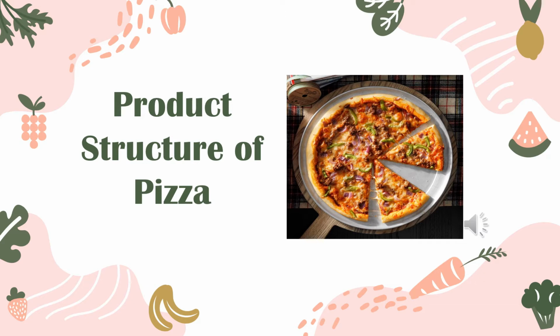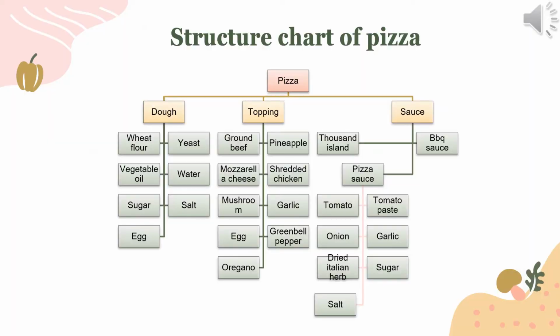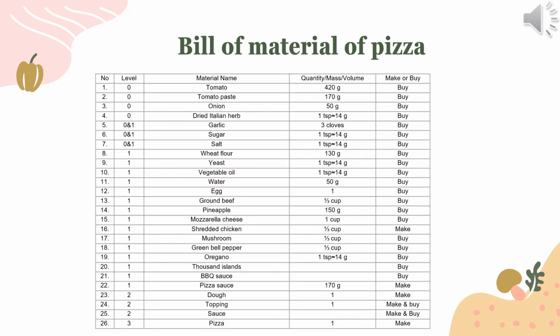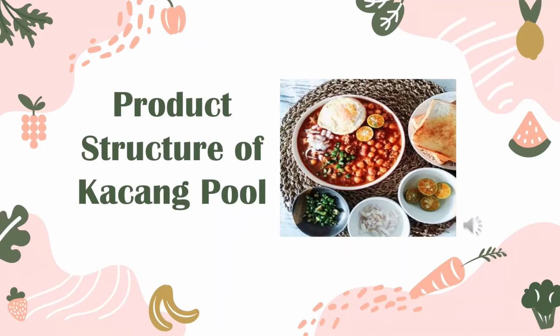Anyone who says that money cannot buy happiness has really never spent their money on pizza. There are three main ingredients for pizza, which are dough, topping and sauce, and two choices of protein, which are ground beef and shredded chicken. And also there are two different kinds of people: those who like pineapple on pizza and normal people. The bill of material, or BOM, is important because we can see which ones we need to buy and which ones we are going to make.